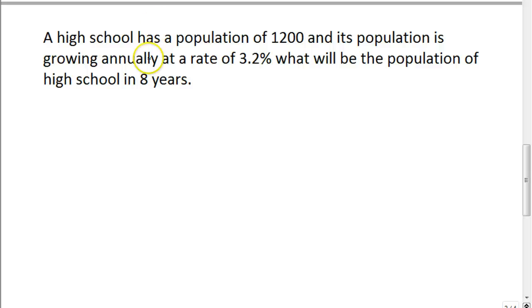So first off, remember, again, our equation is y equals a times b to the x power, like we mentioned. And A is going to represent your initial amount. In this problem, your initial amount is going to be the number of students that we're starting out with right now, presently, our current amount, which would be 1,200 students.